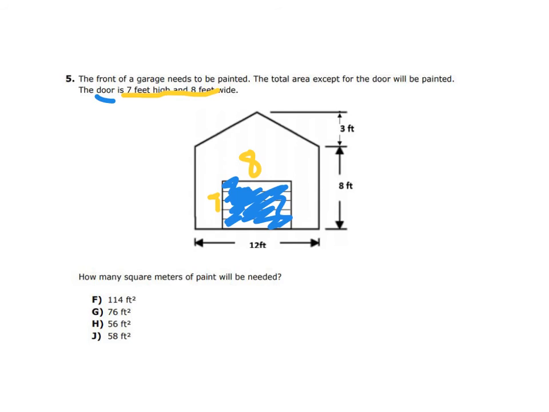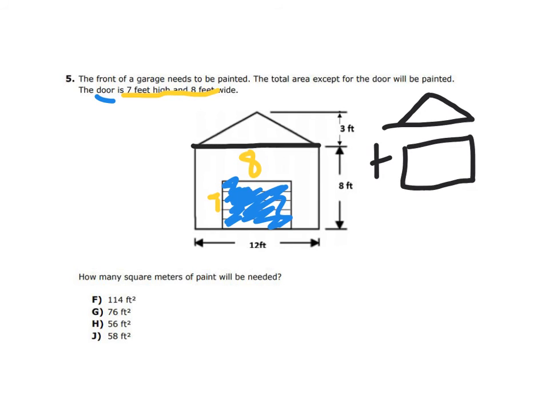So the first thing I have to do is determine the area of the whole thing. Now the whole thing is going to be broken up into two shapes. So if I draw a line here, okay, I get another triangle, and I'm going to add that to the base, which is the rectangle, the bottom of the rectangle.